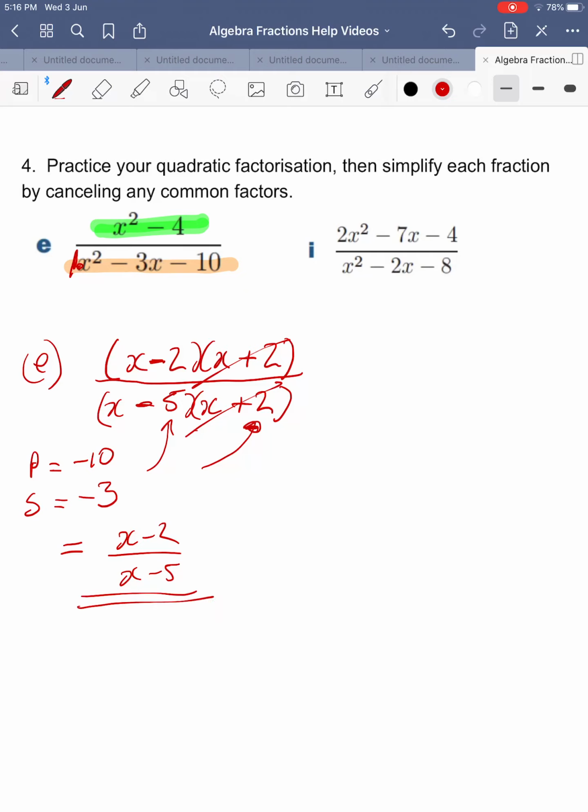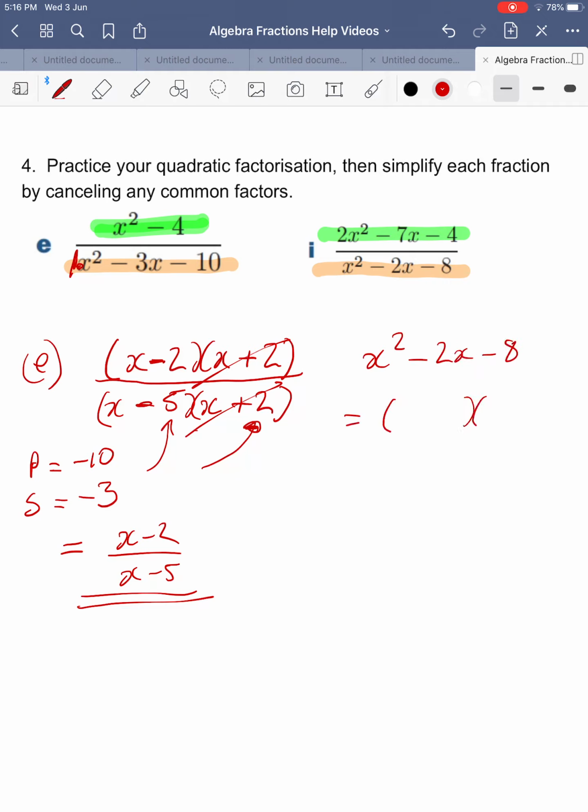Okay. The same now with this one here. The denominator is this one, the numerator is this one here, and I'll do the denominator first. So the denominator, let's just write it out, x squared minus 2x minus 8.